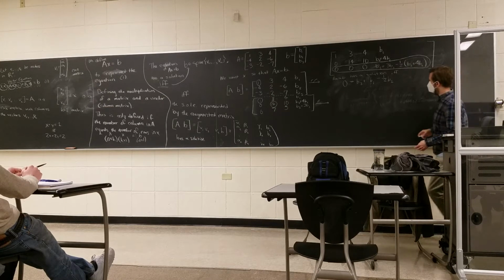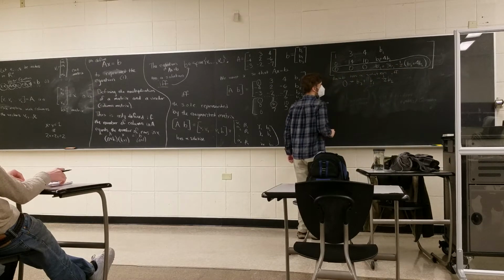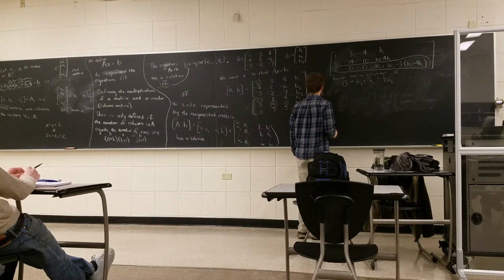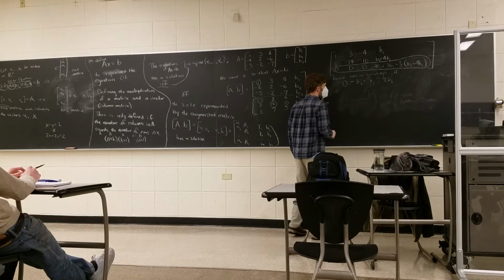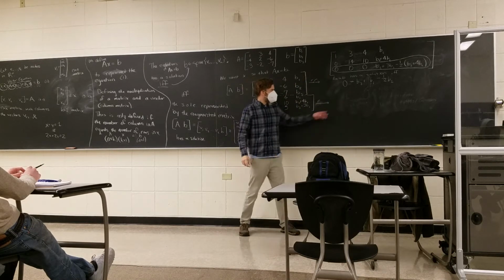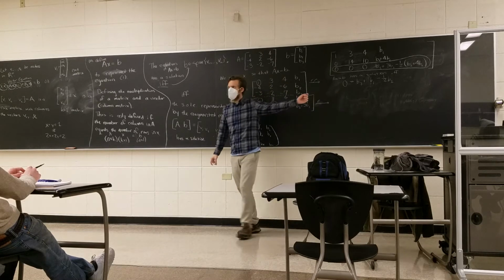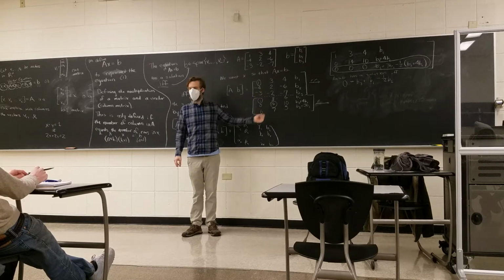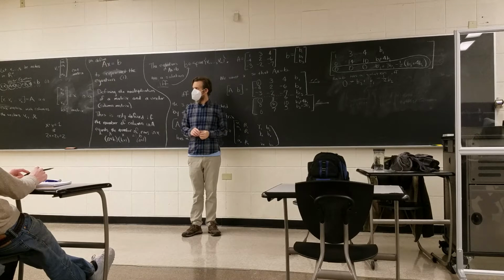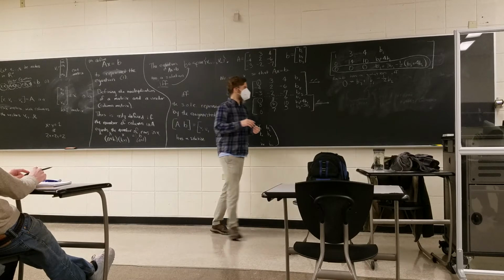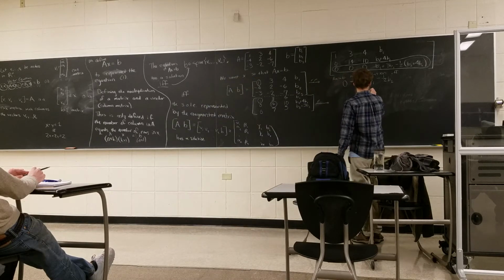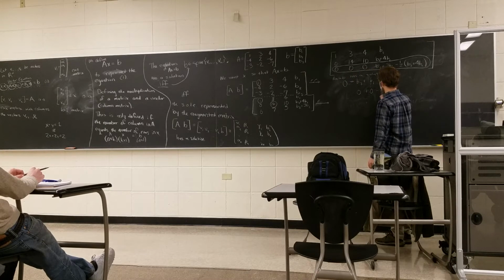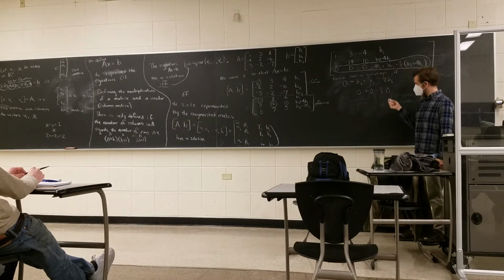What's an example of a solution? Well, what's an easy example? Pick B1, B2, and B3 that satisfy this. What's a possible choice for B1, B2, and B3? All zeros. That works perfectly. 0 plus 0 minus 1/2 times 0 is definitely equal to 0. All right?